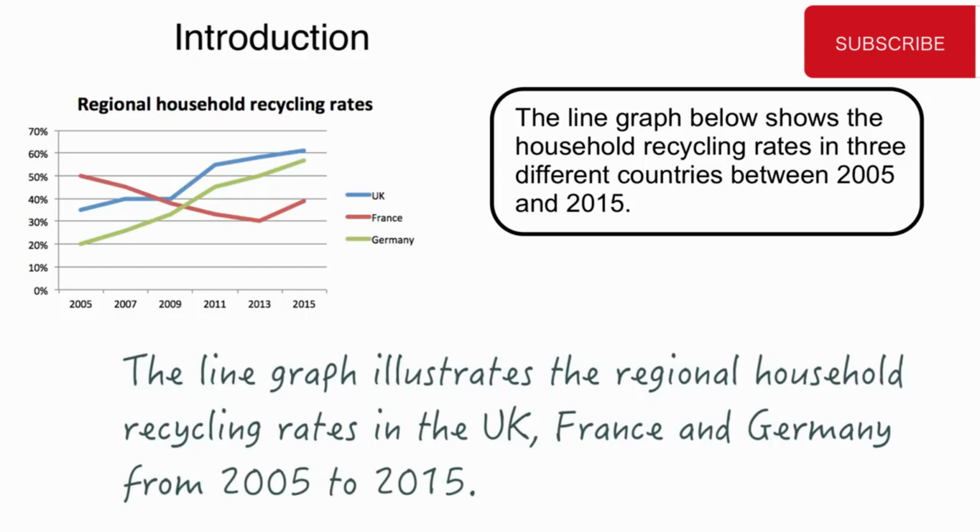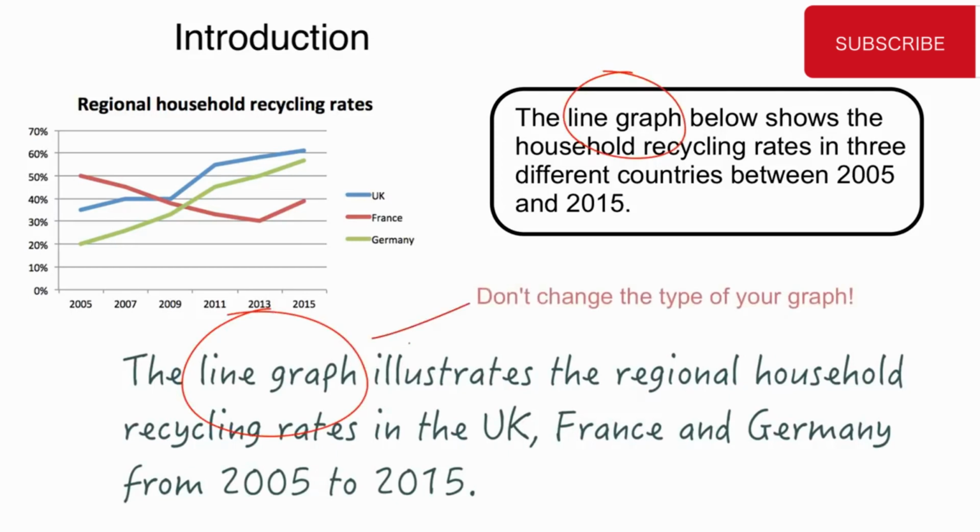The line graph illustrates the regional household recycling rates in the UK, France, and Germany from 2005 to 2015. As you see, the first 2 words were kept the same. I didn't change the line graph, and you should never ever change the type of your graph, because it will lose the meaning if you do so. So, if you have a table, keep the table. If you have a bar chart, keep the bar chart. And if you have a diagram, keep the diagram.